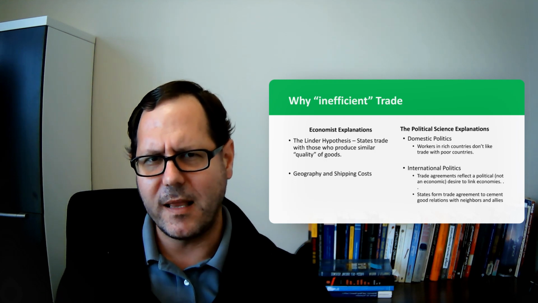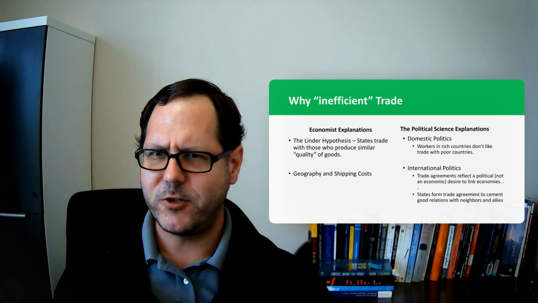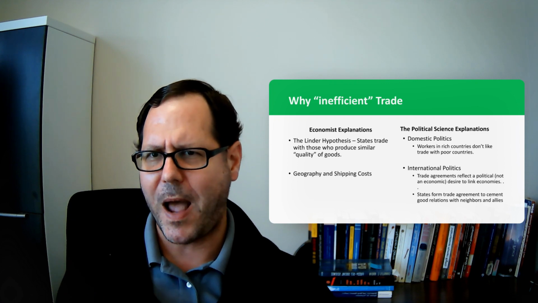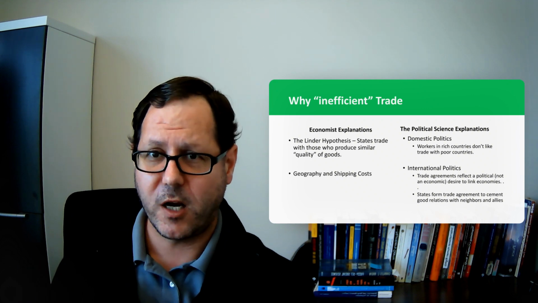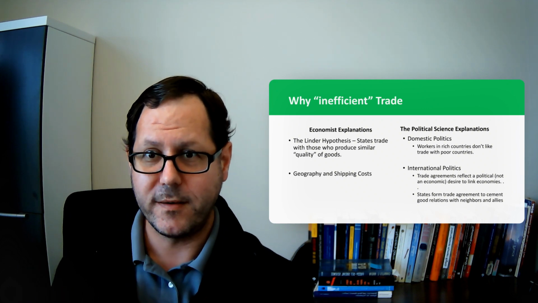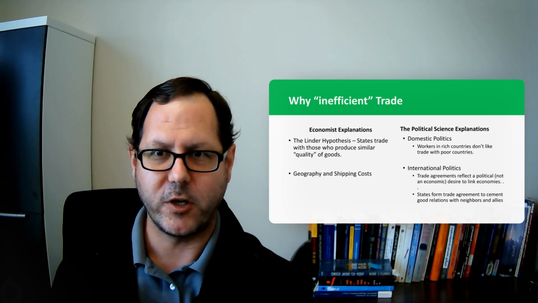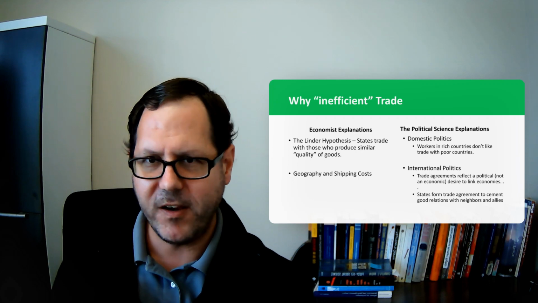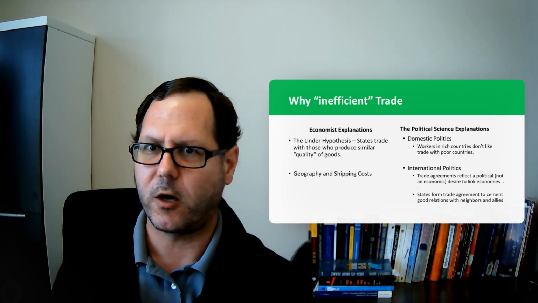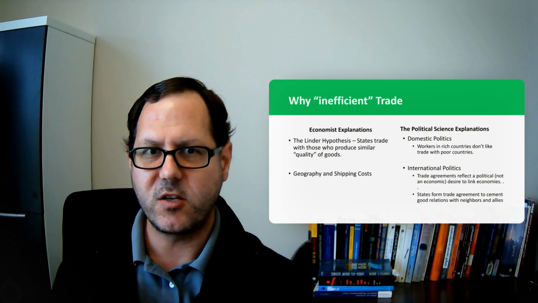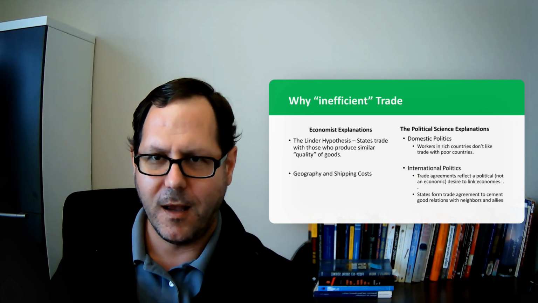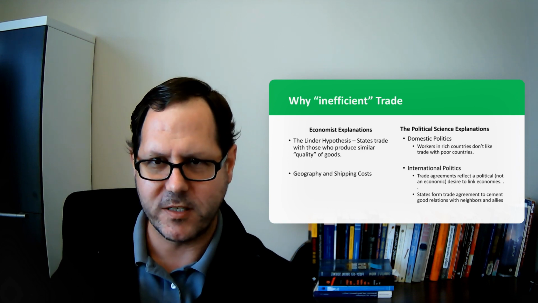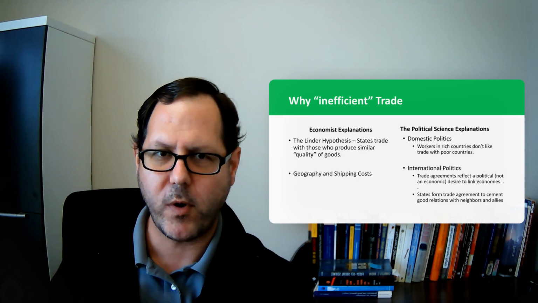Political scientists approach this a slightly different way. There are international explanations and domestic explanations for why we see these patterns. The domestic explanation is that workers in rich countries correctly intuit that trade agreements with poor countries are going to put them in direct competition with workers in poor countries. They fear that these trade agreements are going to reduce demand for labor, which is bad for workers in rich countries. And so they push back and block trade agreements with countries that are significantly poor, that have lower labor costs, that are labor rich.